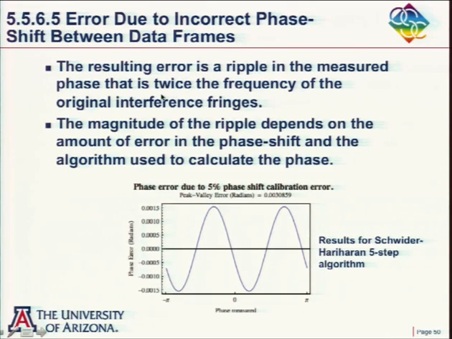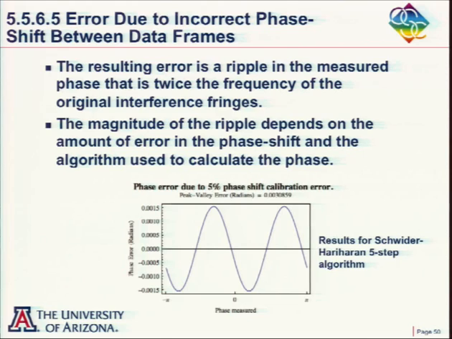is that you're going to get an error in the measured phase that is twice the frequency of the original fringes. So if you put in 10 interference fringes in your interferogram, and you have an error in the phase shift, you're going to see a ripple in the measured wavefront of 20 cycles across the surface. It's going to be twice the number of fringes you have.